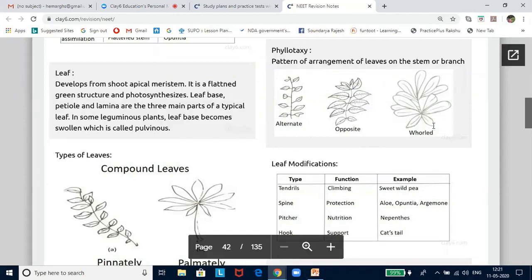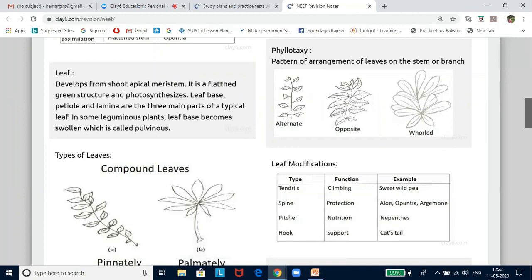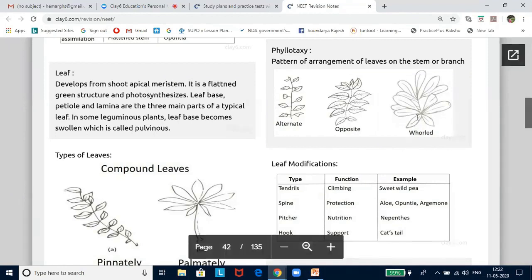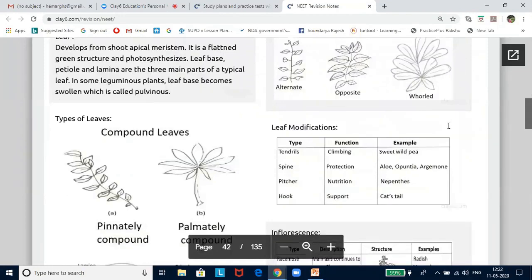If it is alternate, there is one leaf coming from one node on alternate sides of the stem, and this is known as alternate phyllotaxy. If you look at this, you will understand. See, at one node, one leaf. The next will be on the opposite side, on the next node. That is why it is called alternate. In opposite phyllotaxy, two leaves arise from each node. And this is known as opposite phyllotaxy. In whorled phyllotaxy, just like a whorl, all the leaves are arranged from a common point, giving a whorled appearance. That's why it's called whorled phyllotaxy.